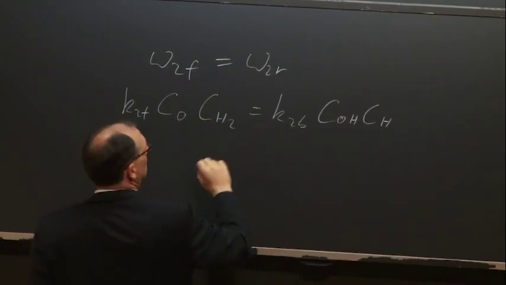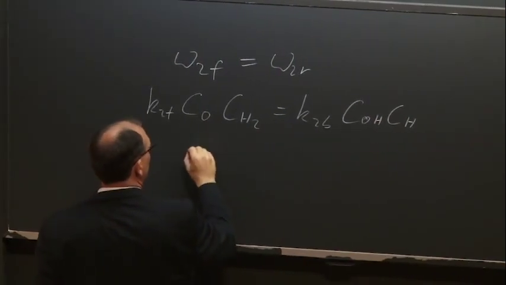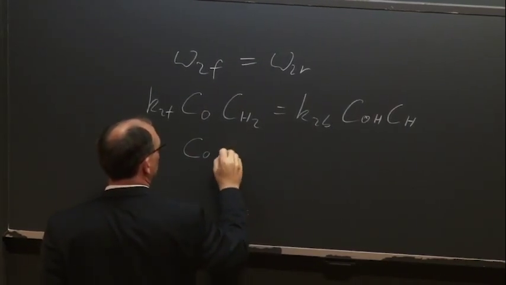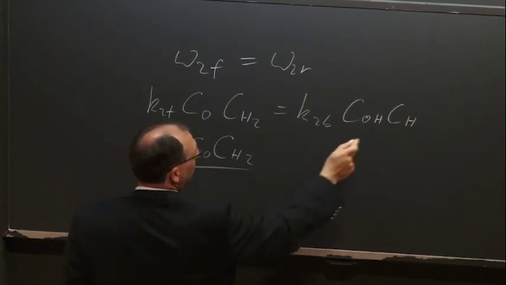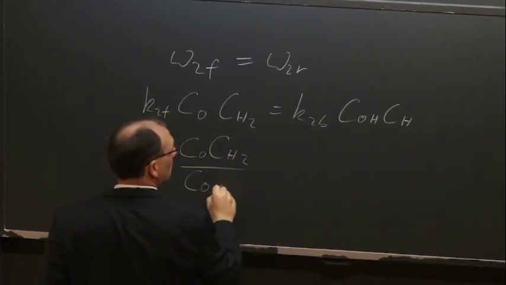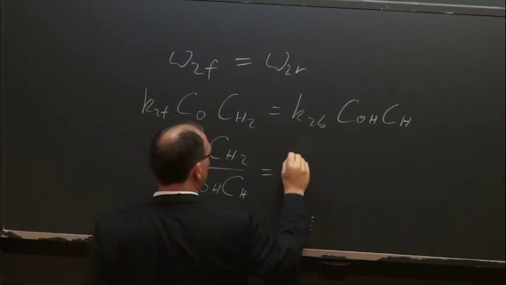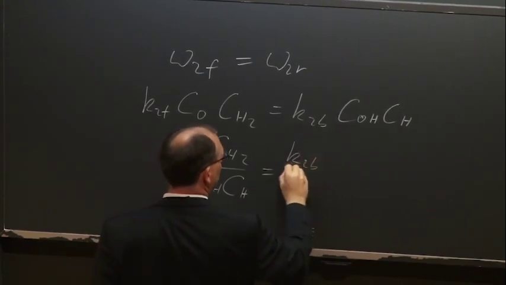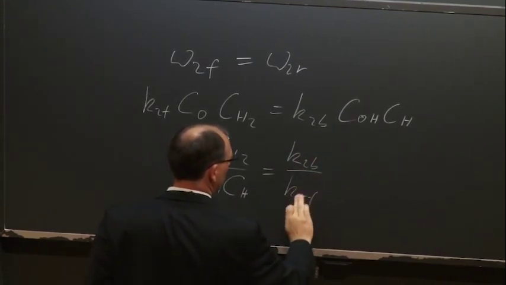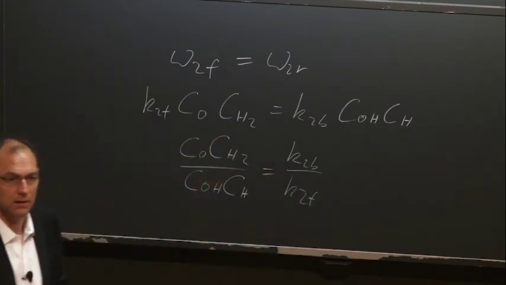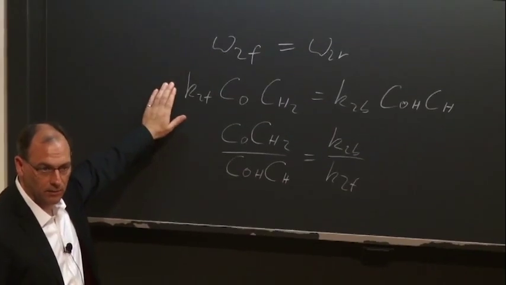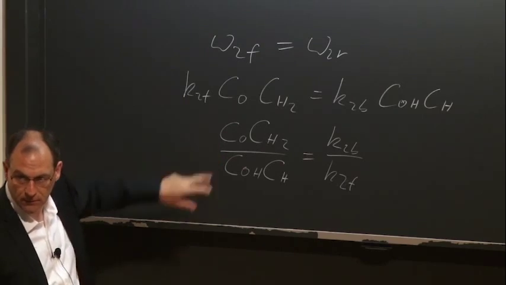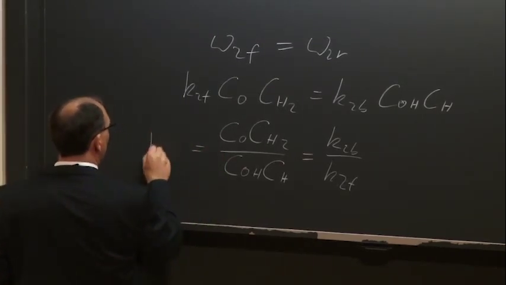And this means now you can say CO times CH2 divided by COH times CH is equal to K2B divided by K2F. If we say these are in equilibrium, remember, this was nothing else than the equilibrium constant. This was what we called the Kp.